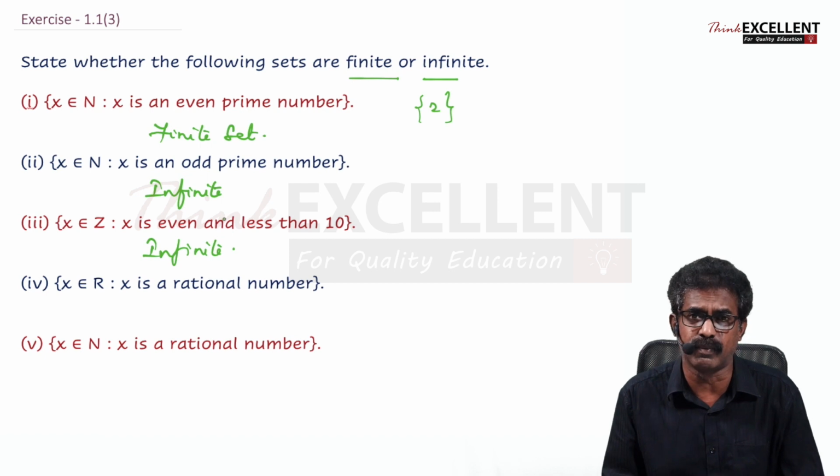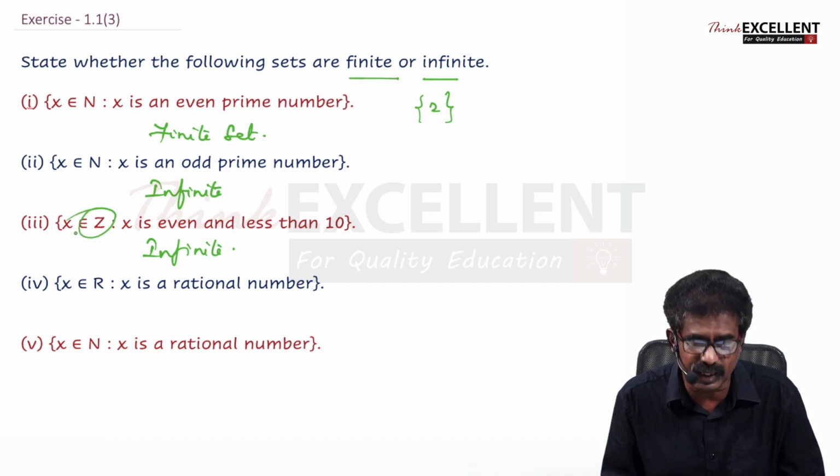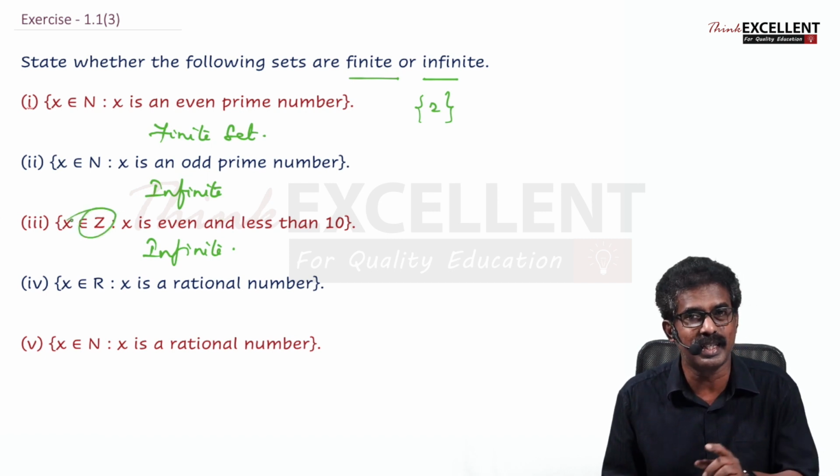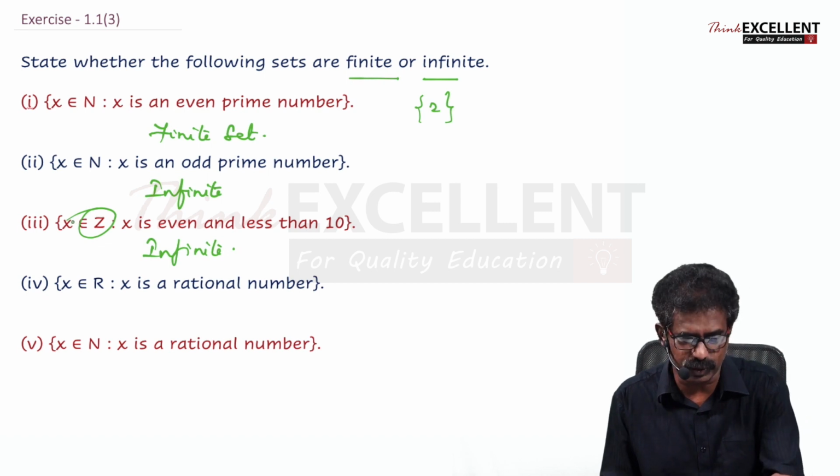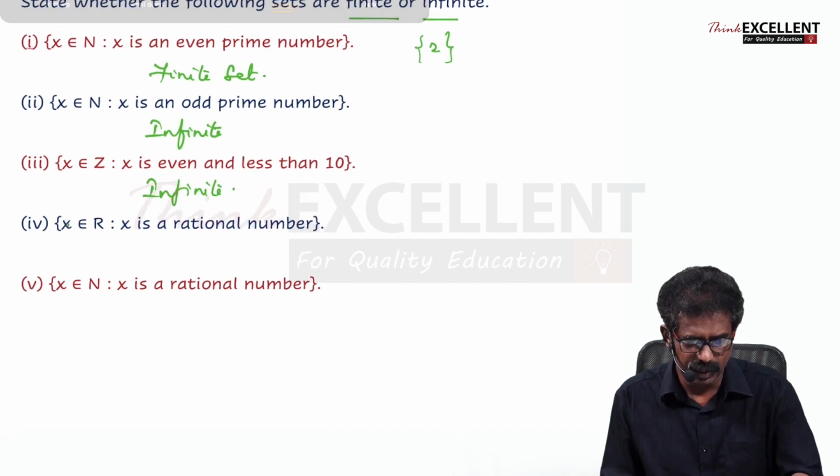Don't try to mug up anything. When you go for the examination, instead of Z, they may give N. So then it becomes what? Finite. So read the question very carefully, try to understand.